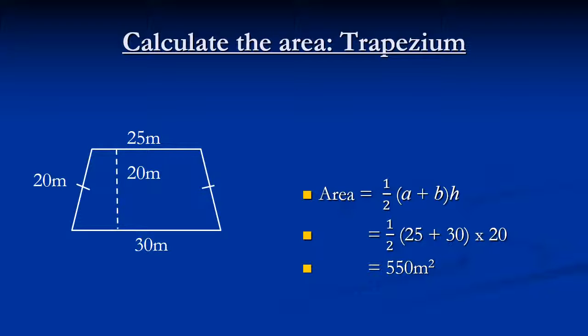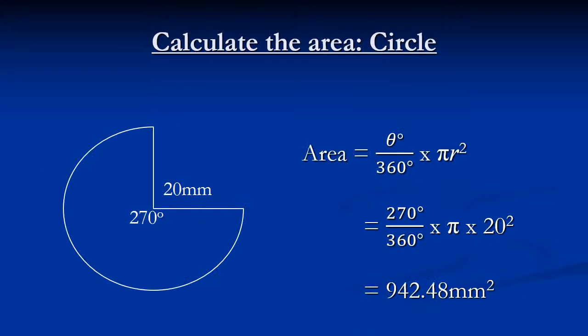So if we want to have a look at the area of the trapezium, well, the formula is a half of A and B added together multiplied by the height. So you need to know that one. So don't use the slant height, but use the perpendicular height. So a half of 25 and 30, well, that's half of 55. And then we're going to multiply that by 20 to get 550 square meters.